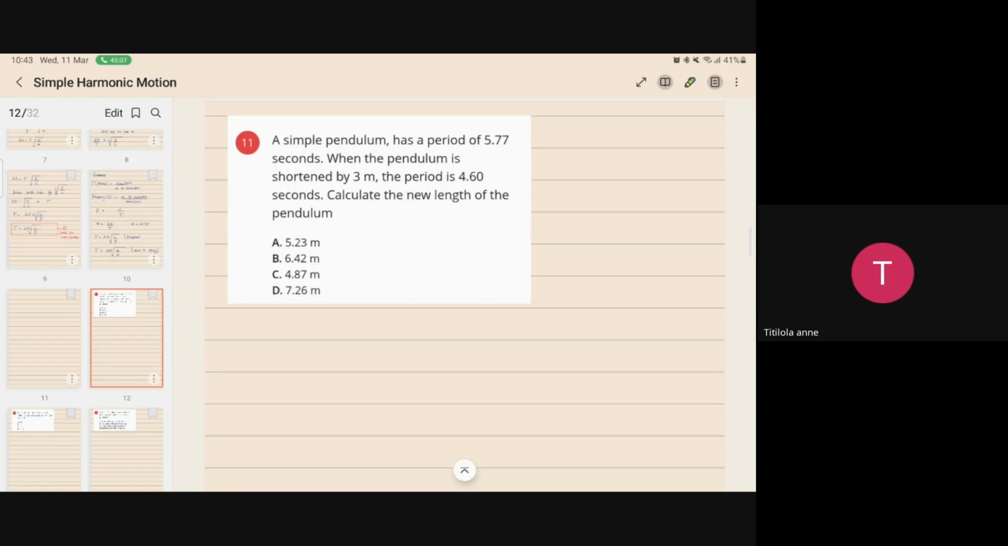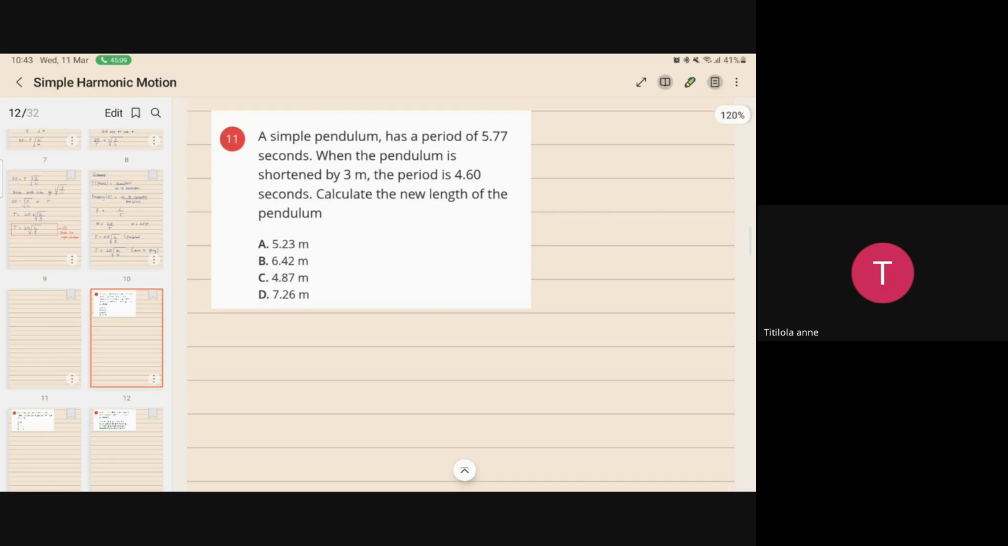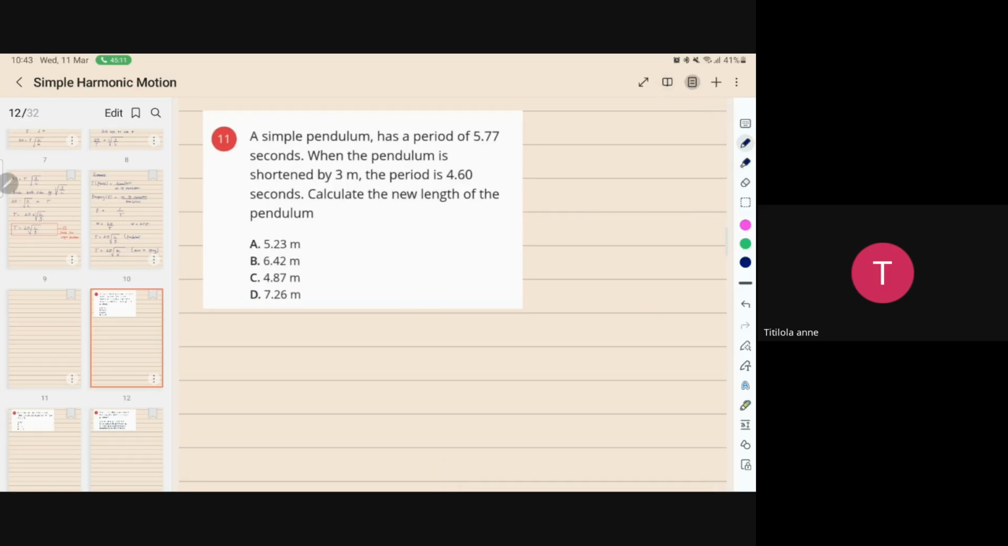Okay, thank you. Nikki Good Silver. All right, so this has to do with your simple pendulum, right? And for your simple pendulum, remember the formula. Don't mind the noise you're hearing. The dog no get respect.